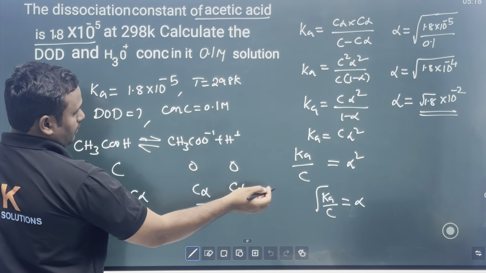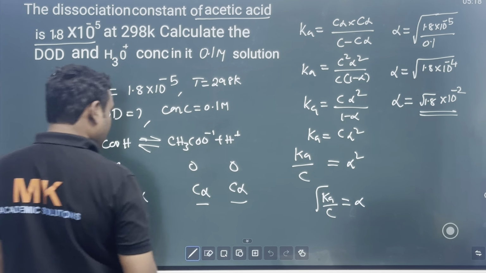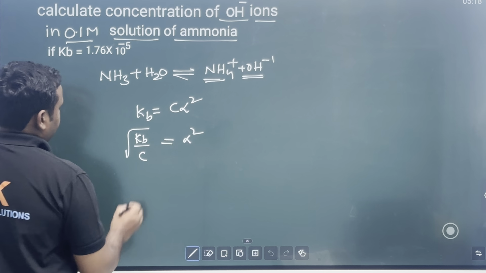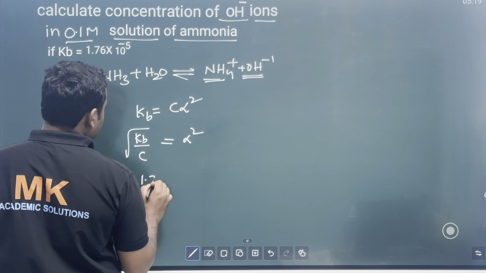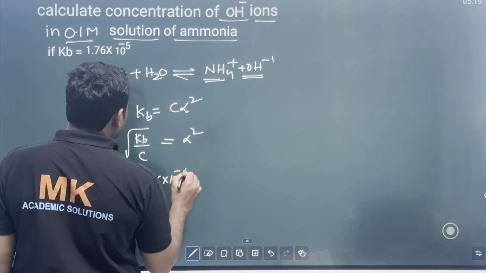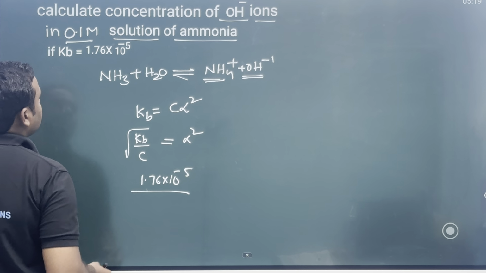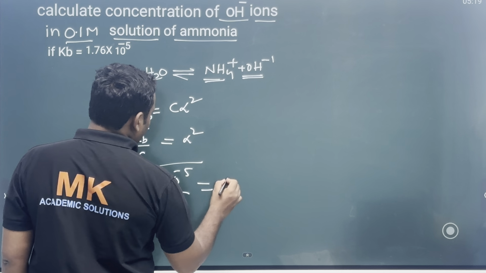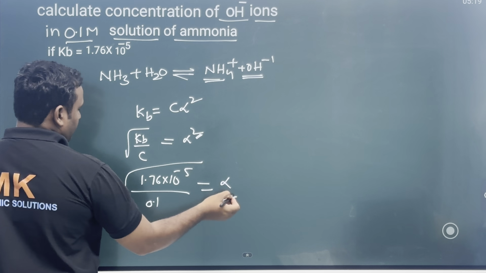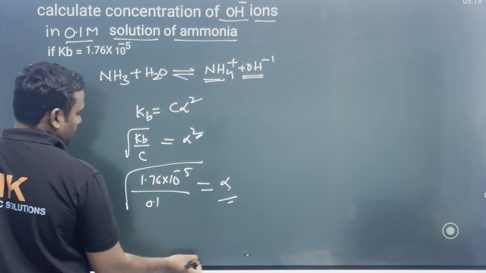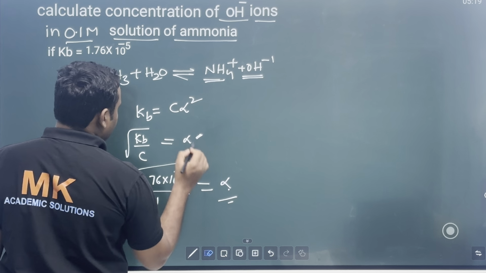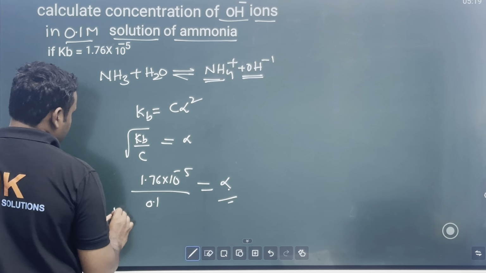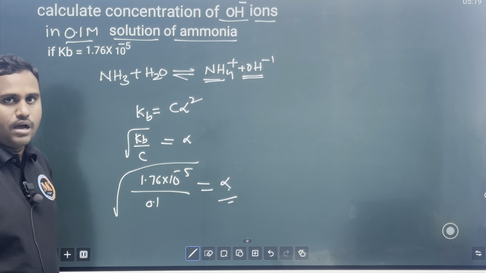In the same manner as I derived before, we can derive this. Now what is the Kb? 1.76 into 10 to the power of minus 5 by C, the concentration, 0.1 molar. The square root of that is equal to alpha. So alpha is equal to this value, and if you solve this, you will get the answer.